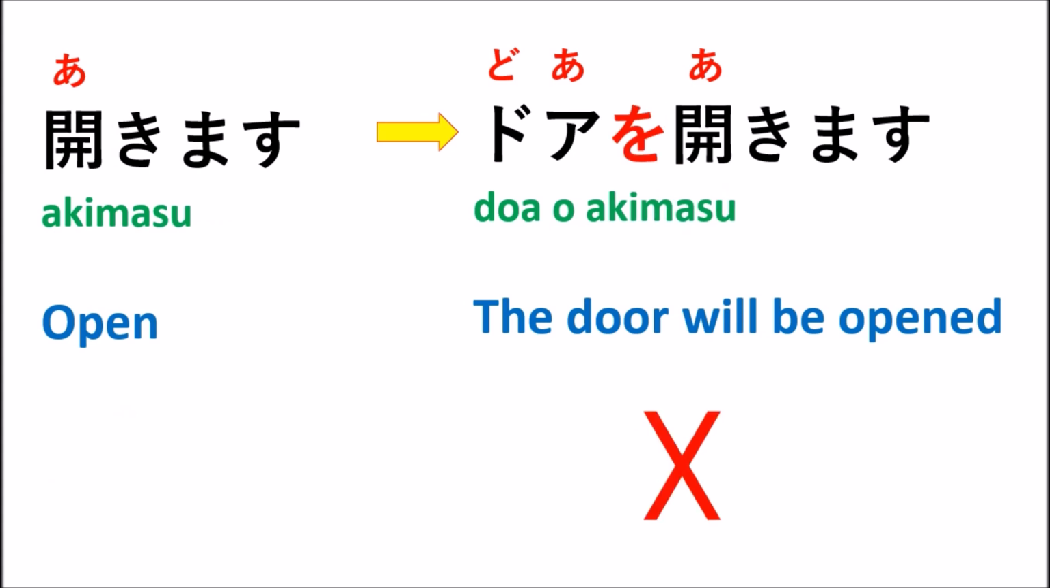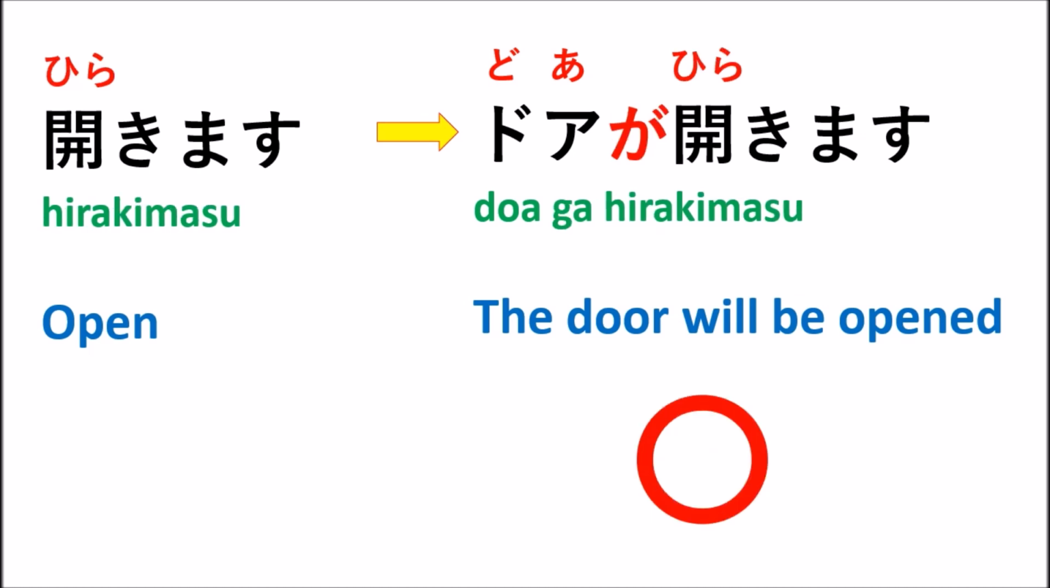But you cannot use it with the particle o. For example, you cannot use door o akimasu. In a case like this, you cannot use the verb akimasu. So this is what you have to remember. It's the grammar that you have to remember when you use the verb akimasu. But actually, sometimes they use akimasu, but you should be careful.